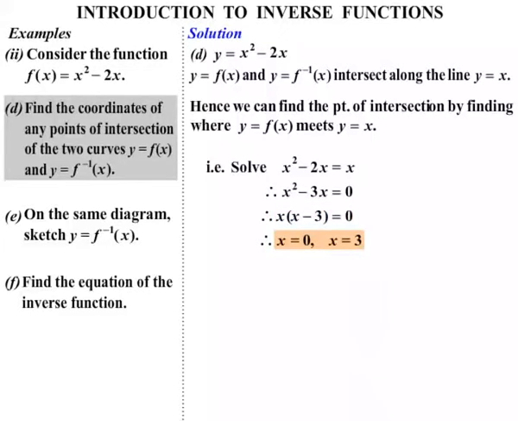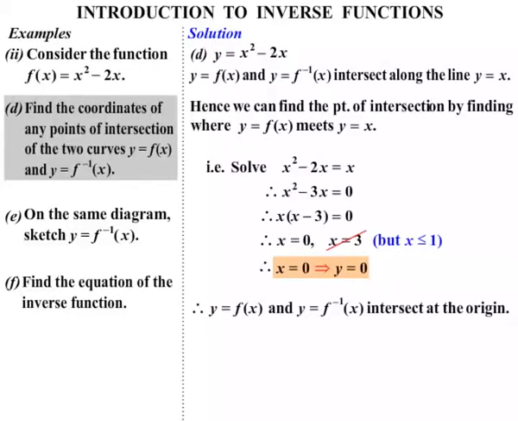Now of those two answers though, if you recall our restriction on the domain, the restriction was that x was less than or equal to 1. So as a result, let's get rid of x equals 3, so therefore x equals 0. And when x equals 0, substitute back into the original, we get that y equals 0 as well. So we have an origin there, x is 0, y equals 0, therefore we can say that the function and its inverse intersect at the origin.